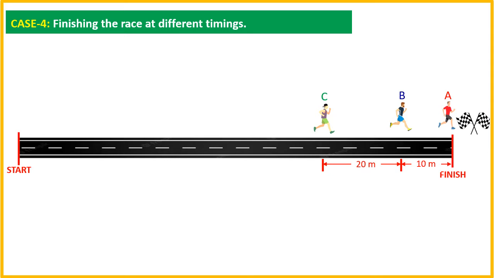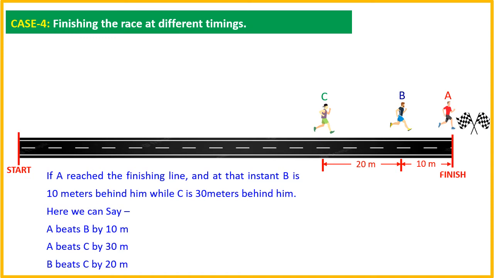Case 4. When it comes to the finishing line of the race. Here in the figure we can see that A has touched the finishing line, B is 10 meters behind him and C is 30 meters behind him. Now how this situation will be expressed in the problem is something like this. If A has reached the finishing line and at that instant B is 10 meters behind him while C is 30 meters behind him, then we can say that A beats B by 10 meter.